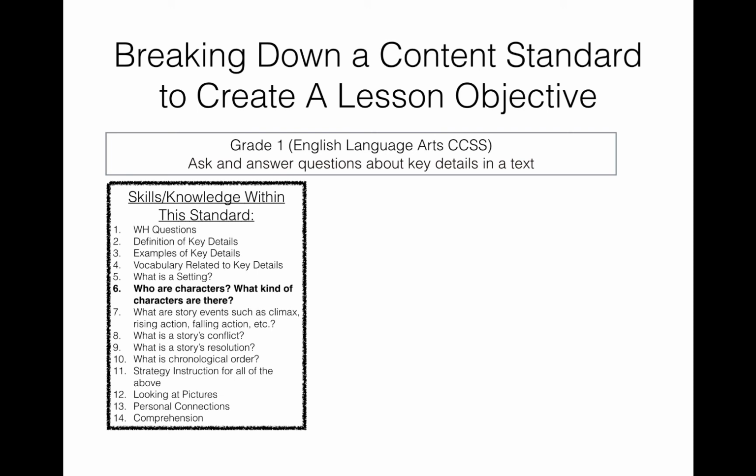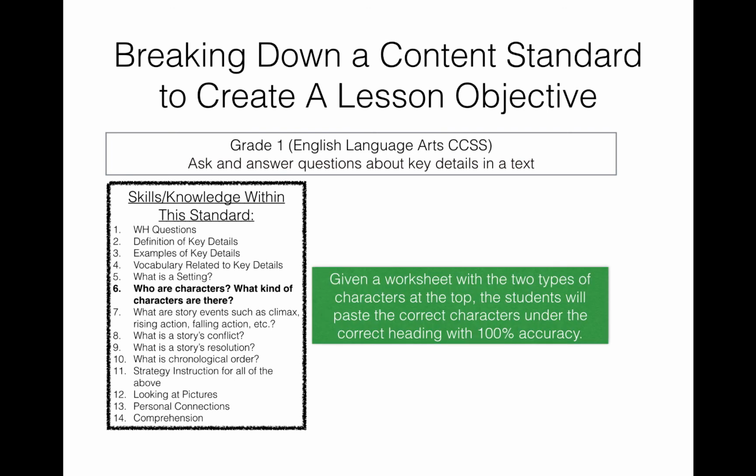So by the end of my lesson, I want my students to be able to do this. Given a worksheet with the 2 types of characters at the top, I, for the sake of this, have decided that my 2 types of characters I'd be teaching a first grader in an introductory lesson would be main characters and supporting characters. The students will paste the correct characters under the correct heading with 100% accuracy. So picture a lesson where I'm defining what a main character is, defining what a supporting character is when we're reading a story, and I'm showing them examples of who are the main characters and who are supporting characters.